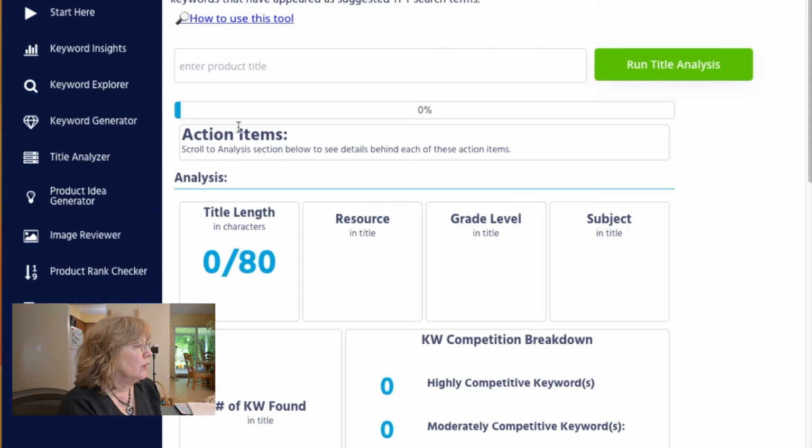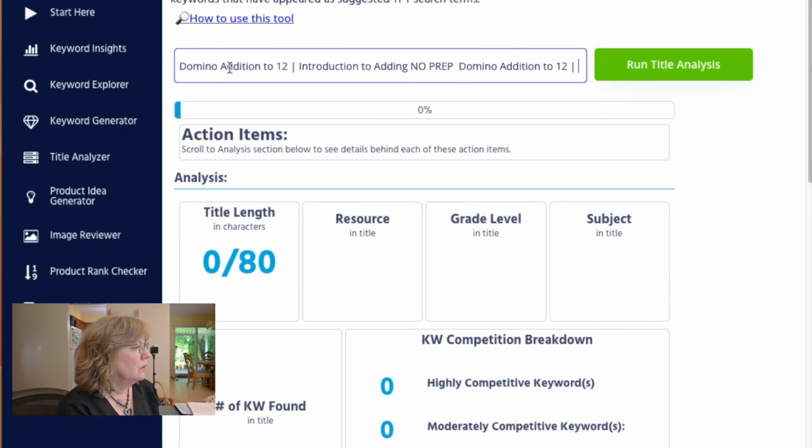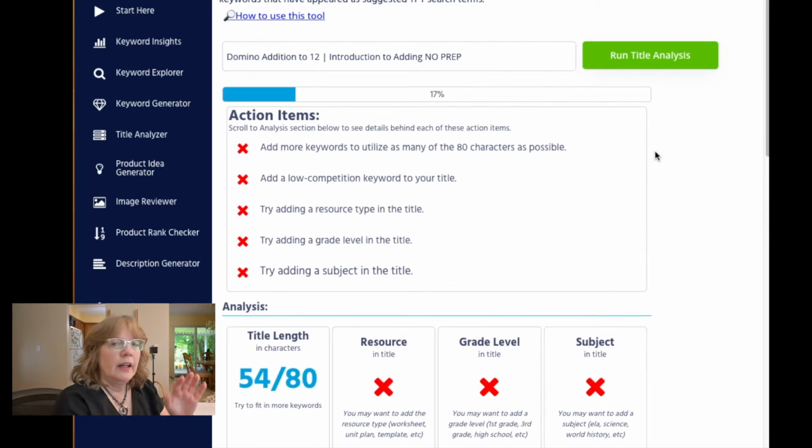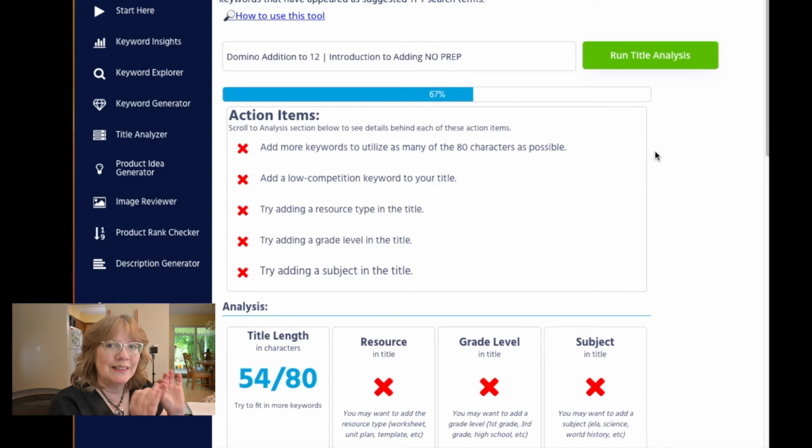Okay, so I'm going to put in my title, and I've forgotten it already. Let's go back over here. Domino Edition to 12, Introduction to Adding, No Prep. I was going to say it's not 80 characters, that's shocking. It's just a little bit over half. Let's run the analysis. I think one of the questions I'm going to get asked is, do you need to use all 80? No, but if you want to try and get ranked for more possible keywords, maybe you want to consider getting it closer to 80.